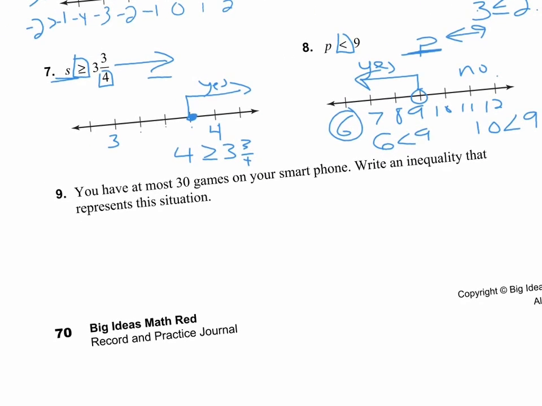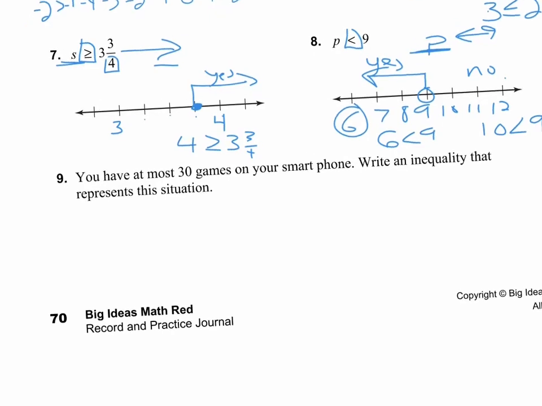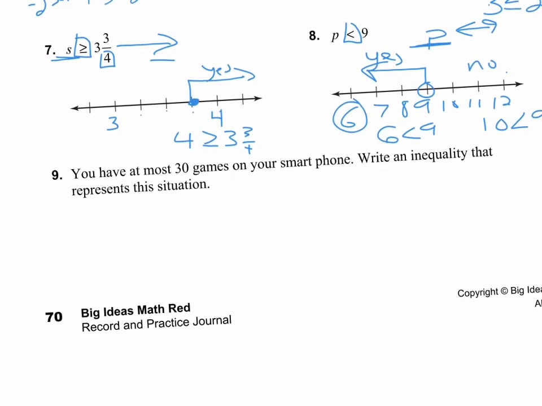You have at most 30 games on your smartphone. Write an inequality that represents this situation. So this is how many games you have on your phone, okay? So you have at most 30. So can you have 30? Yeah, because at most you can have 30, so it has the equal sign. But at most means that 30 has to be the biggest. So my alligator is going to eat the biggest number, which would be 30.